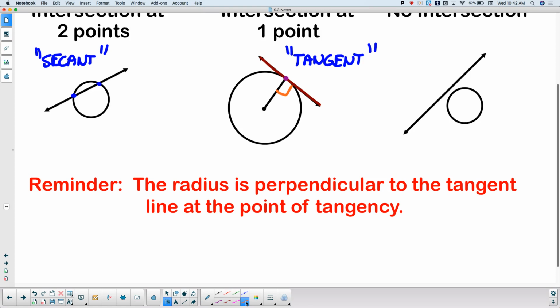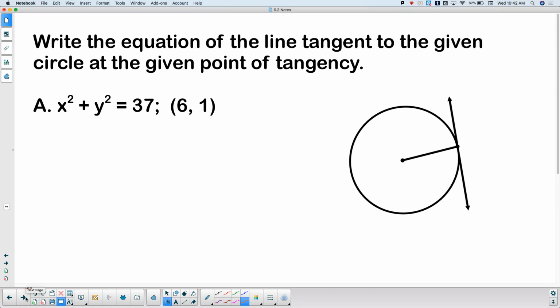So what I want is to write the equation of the line tangent to the given circle. So I want to write the equation of this line right here, given the circle and the point of tangency. So, Russell, my question is this. Here is the equation for my circle, correct?